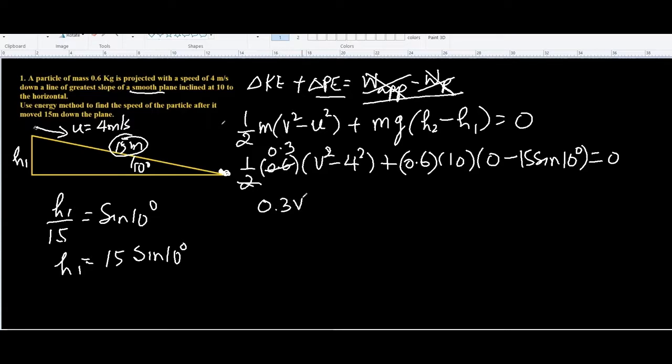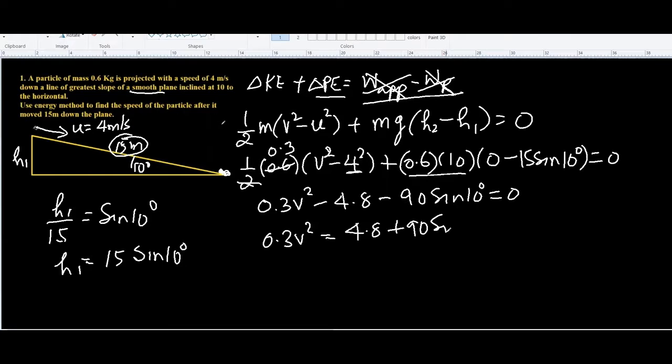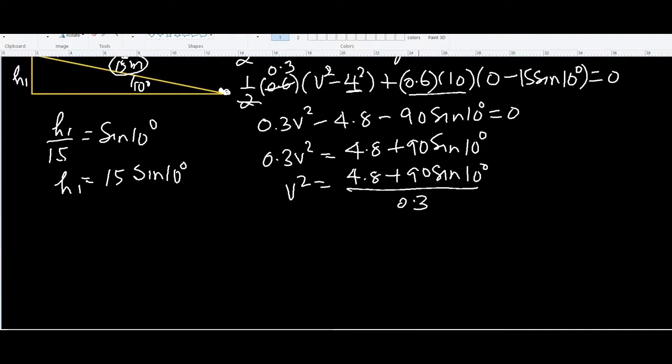So if we expand, it becomes 0.3 v squared minus 16 times 0.3, that is 4.8, minus 6 times 15, that is minus 90 sine 10 degrees. 0.3 v squared stays here. 4.8 plus 90 sine 10 degrees goes to the right side. So v squared becomes (4.8 plus 90 sine 10 degrees) over 0.3. And we can square root both sides to get v. So using the calculator, v comes out to be 8.25 meters per second.